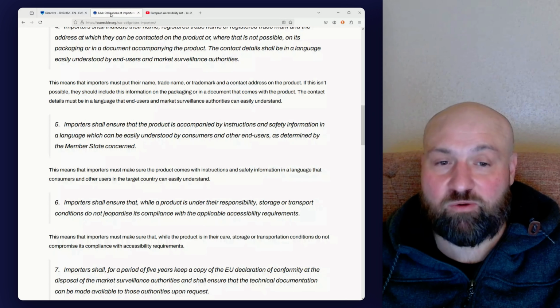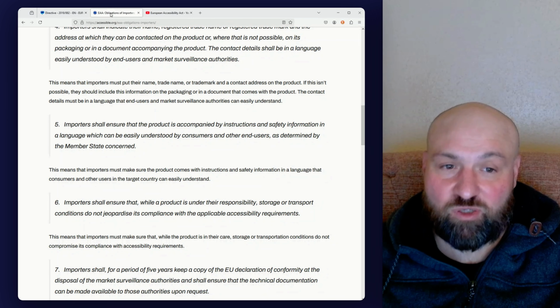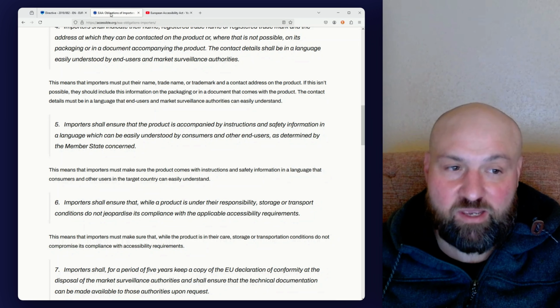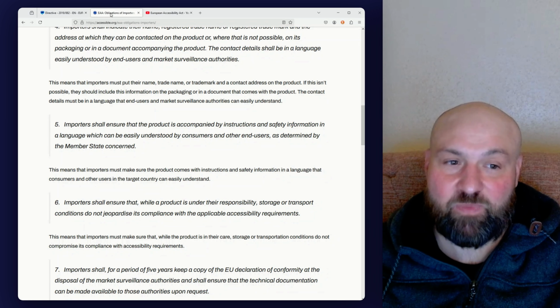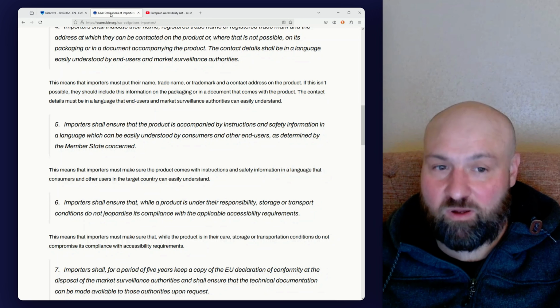And so here you have the member states with the discretion and the flexibility to determine how importers shall ensure that the product is accompanied by instructions and safety information in a way that can easily be understood. But that's the overall obligation here.